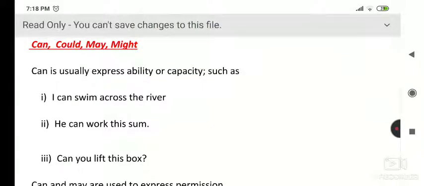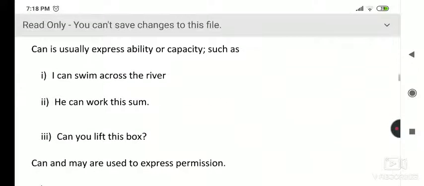In the second sentence, he can work this sum. So here also we can know the ability of the subject he.